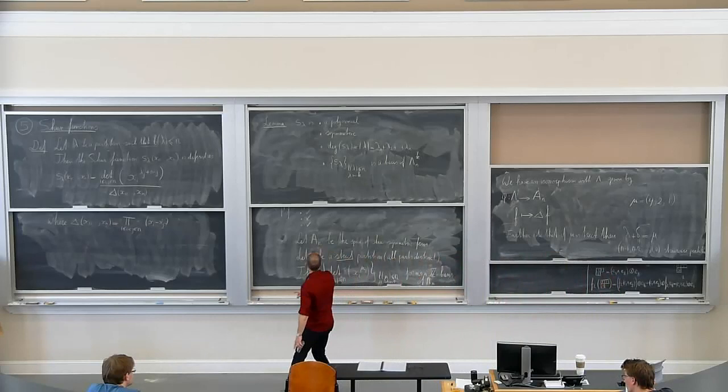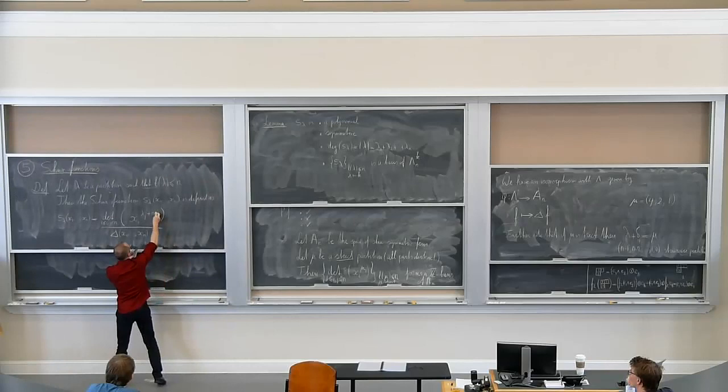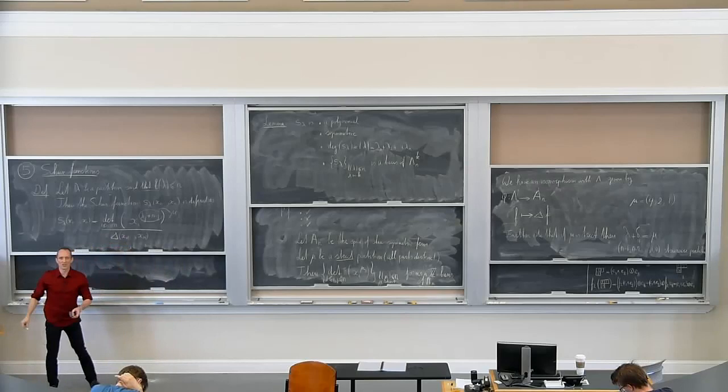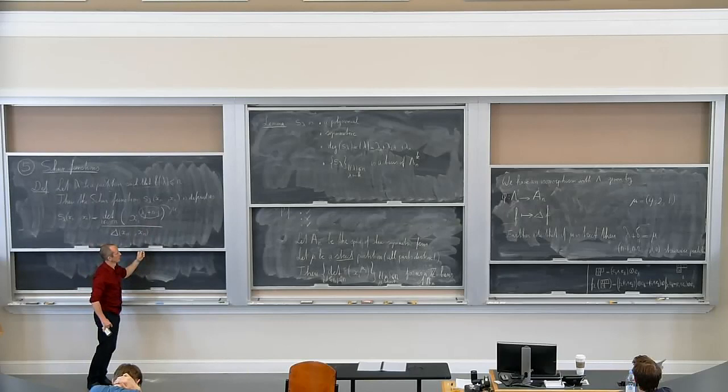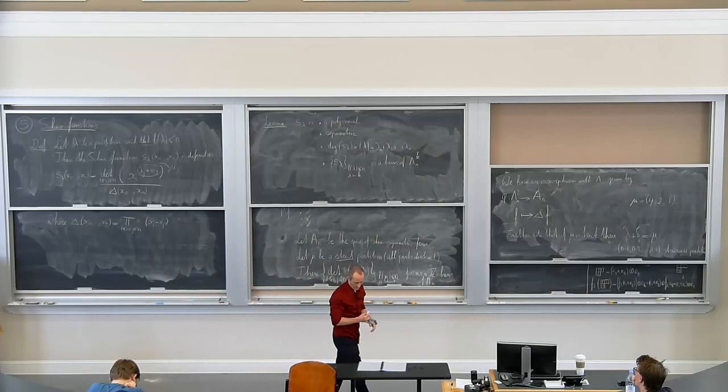So what previously was my strict partition mu j, I've now expressed as an ordinary partition plus the components of my delta here. So that's really all I need to say about that.